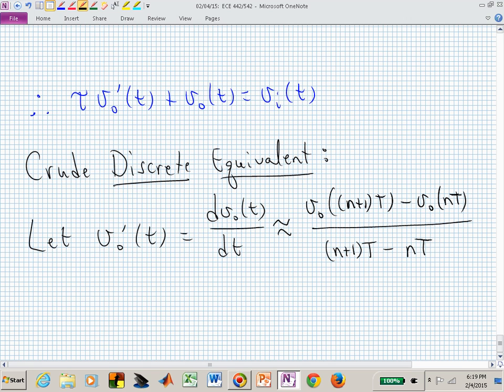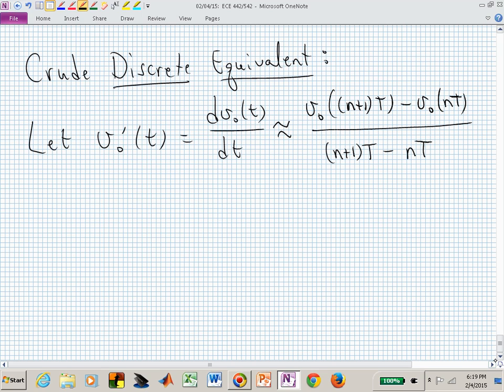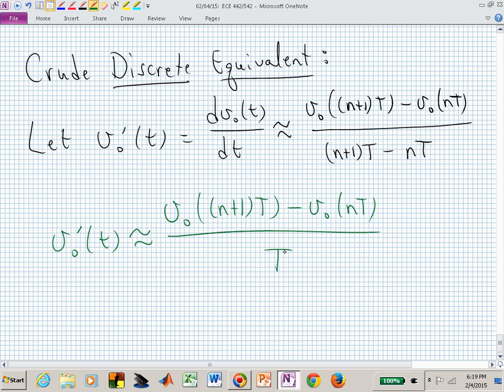Upstairs we have to keep track of those two different values of the output, one at time step nT, the other one time step ahead of that, (n plus 1)T. That's all we're doing. We now have this way of approximating a derivative by letting that be v naught of (n plus 1) capital T minus v naught of t, all over T.